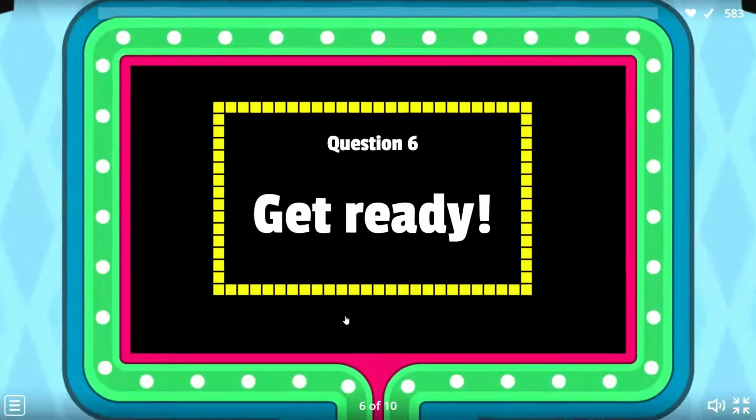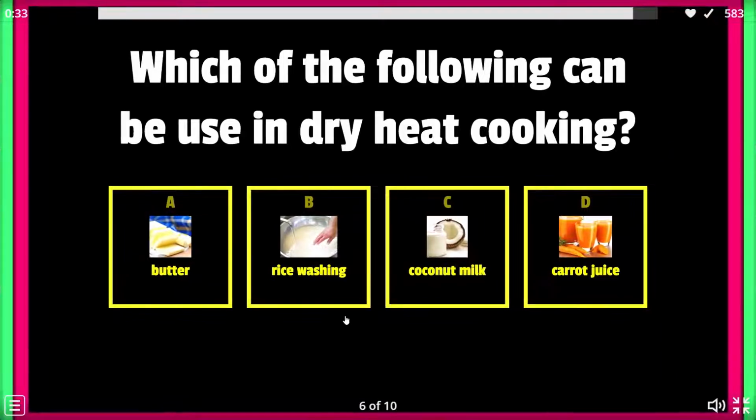For the number 6 question, which of the following can be used in dry heat cooking? Is it A, butter, B, rice washing, C, coconut milk, or D, juice? And the answer is butter.